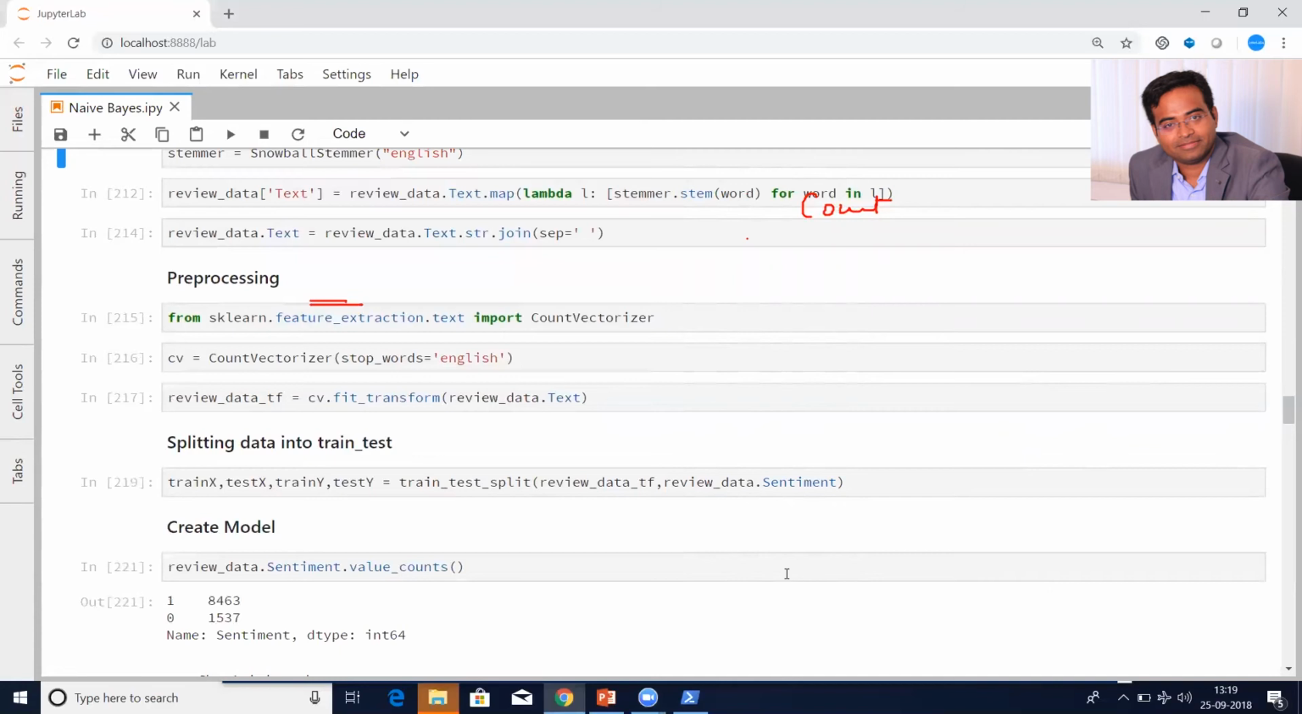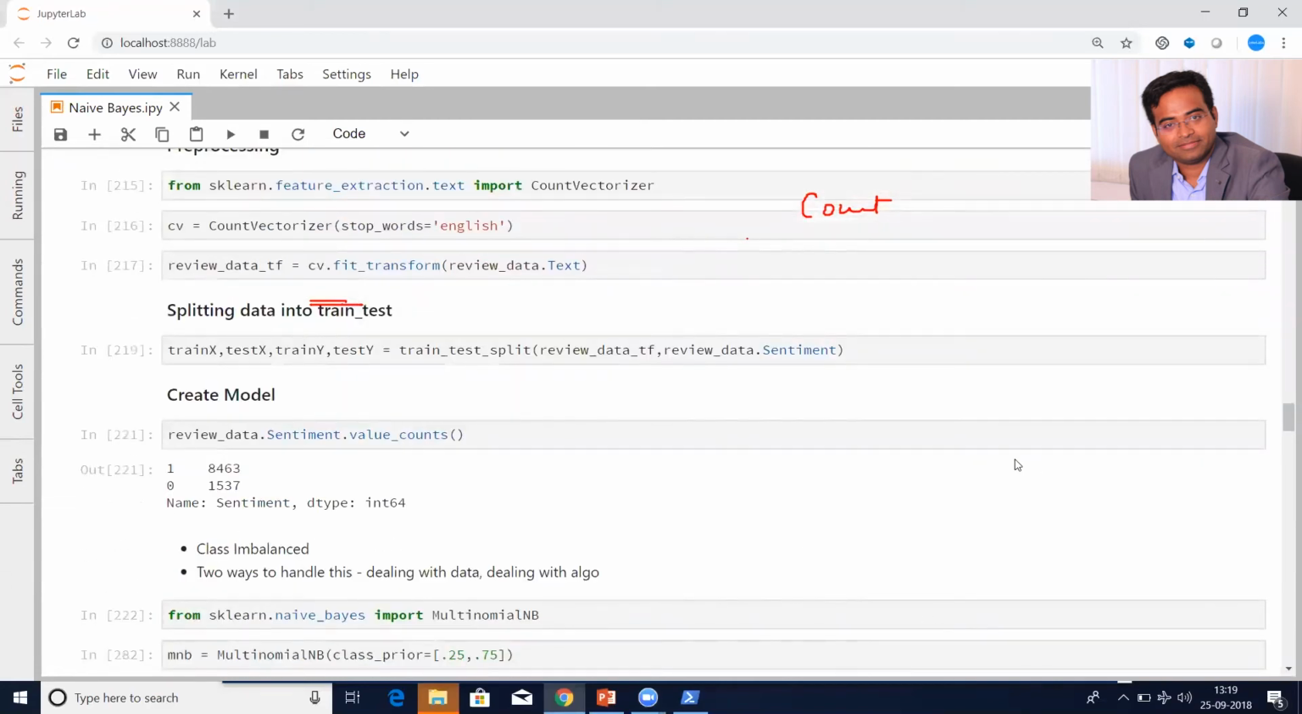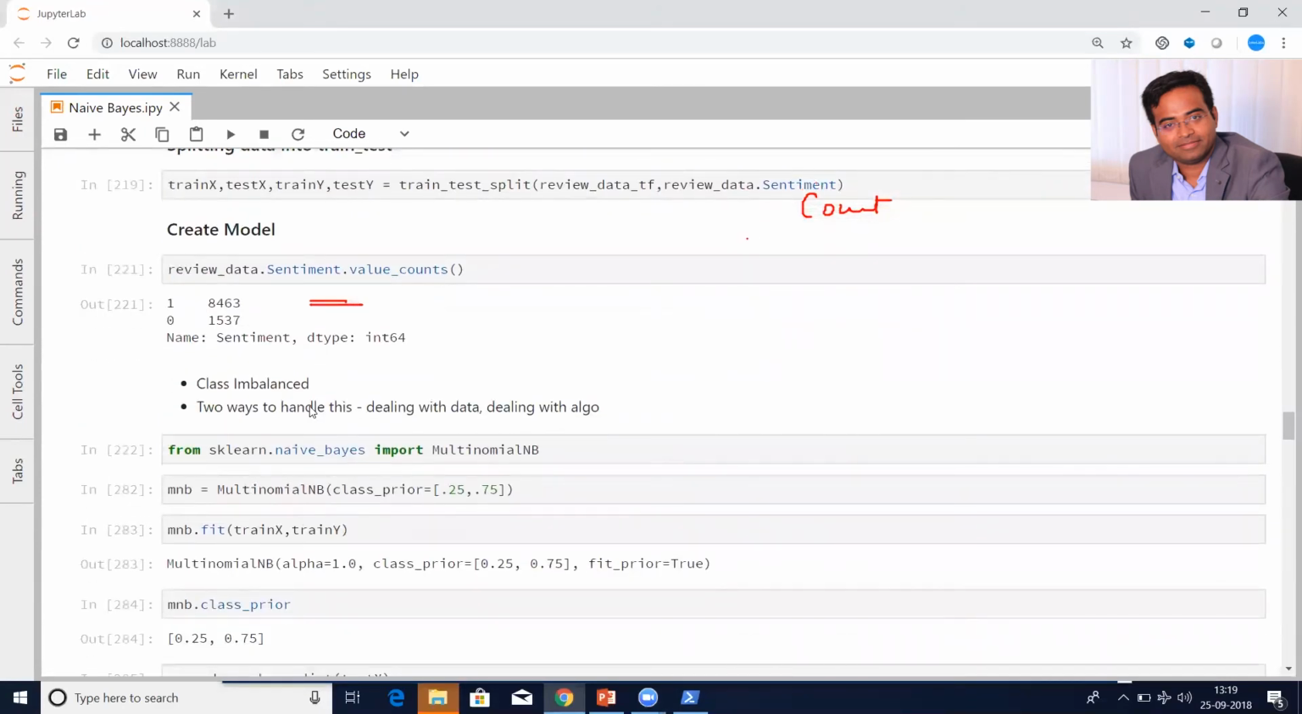Followed by that, we should be splitting our data into training and test so that we can validate our model. Okay, and again we see the class is imbalanced. If you want, we can configure multinomial NB with the class prior parameter. We are configuring, telling it upfront, this will be the class distribution. So plan the penalty accordingly.